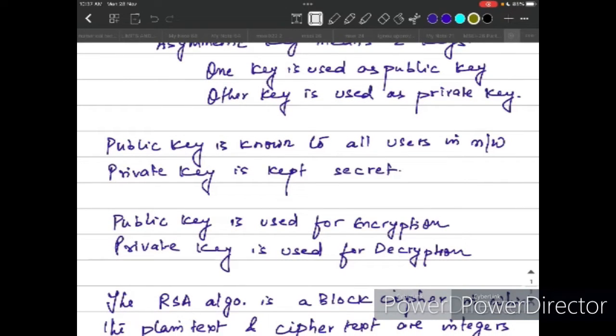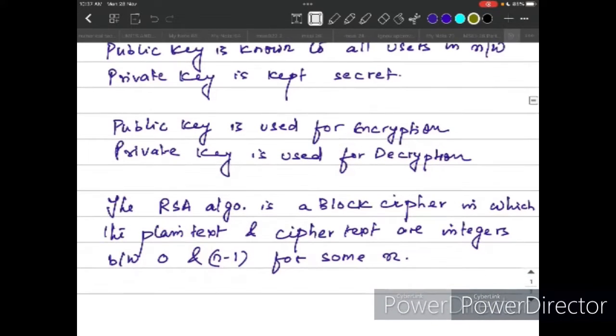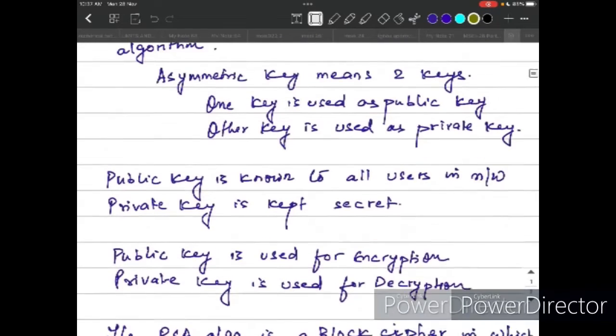The public key is known to all users in the network. The private key is kept secret. The public key is used for encryption and the private key is used for decryption. As I told you, the RSA algorithm is a block cipher algorithm in which the plain text and the ciphertext are integers between 0 and n-1 for some n.